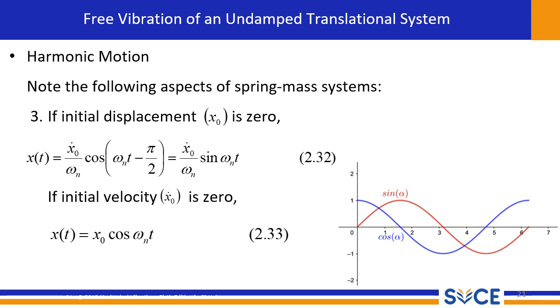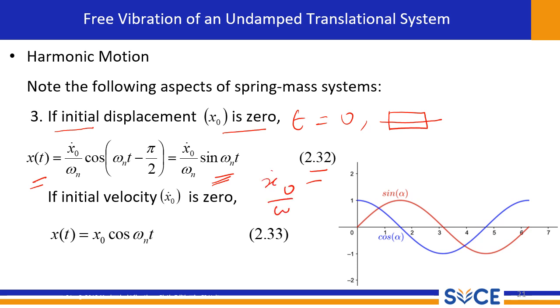First, consider the case when the initial displacement is zero. This means at time t equal to 0, the mass is at the equilibrium position. This equation shows the displacement for this case. It simplifies in terms of sine omega n t. Notice that the motion is described by a simple sine function. The amplitude is given by the initial velocity x dot divided by the natural frequency omega n.